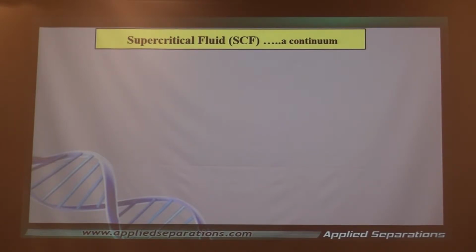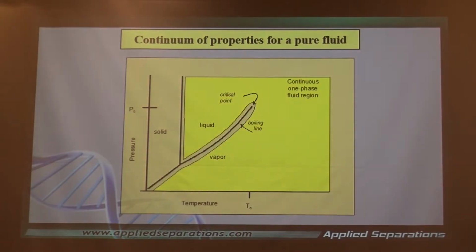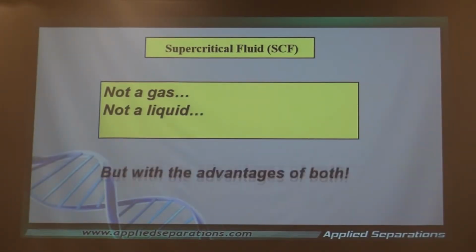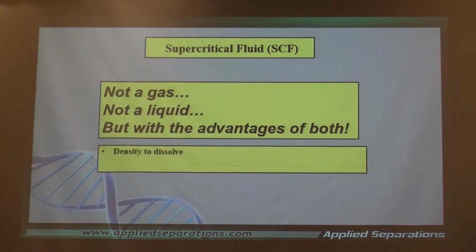It's sometimes easy to explain this as a fourth state of matter, but really what we're looking at is a continuum. We start with a liquid, and around this, we have a continuum of liquid gas. Here we go. It's not a gas, nor is it a liquid, but it has the advantages of both. We have the density to dissolve. But we also have these other characteristics: permeability, high diffusivity, low viscosity, no surface tension. And these are some of the properties that make it extremely valuable for many, many different applications.